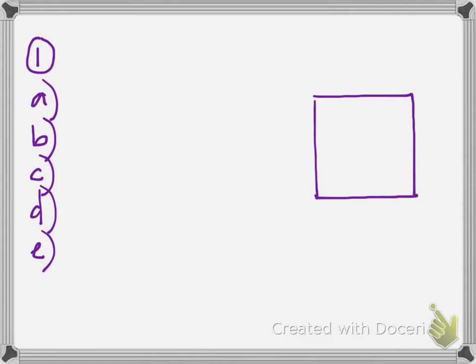So part A says a quadrilateral whose consecutive sides measure 15, 18, 15, and 18. So consecutive means kind of in order next to each other. So as you're going around the shape, you're labeling them 15, 18, 15, and 18. Well, this indicates that opposite sides are congruent, which means this one is going to be a parallelogram. So that's part A.